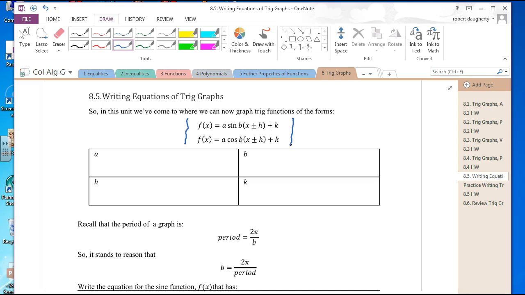So what does A tell us about the graph? Yeah, so A tells us the amplitude. How do you describe what the amplitude does? All right, it tells you how far up it goes, how far down it goes, okay? And what does B tell us? All right, so the period is what? 2 pi divided by B is the period.